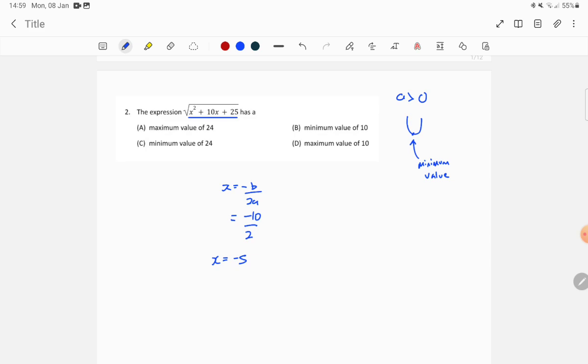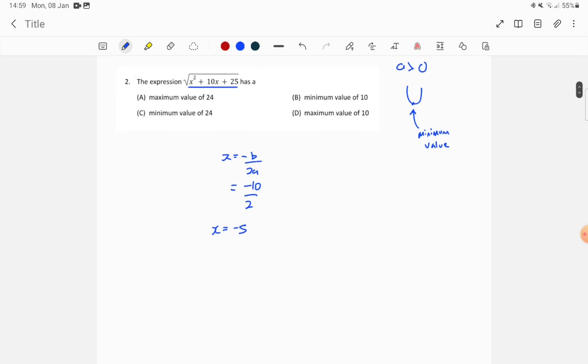So now when x is equal to minus 5, if we take this and sub this in, now remember the minimum value is determined by the y value. So at x equals minus 5, that holds the minimum value. So the minimum value is determined by the y value. So we need to sub this back into the original function which we have there.